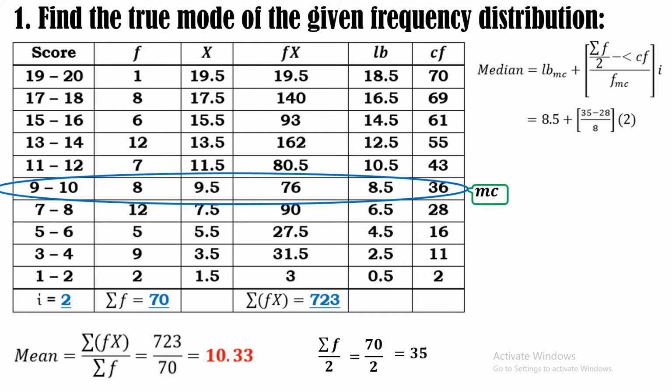Now, to simplify these, we start by subtracting 28 from 35, and that is 7. 7 times 2, that's 14, divided by 8, so we have 1.75, plus 8.5, so we have 10.25. So again, the median of the given grouped data is 10.25.